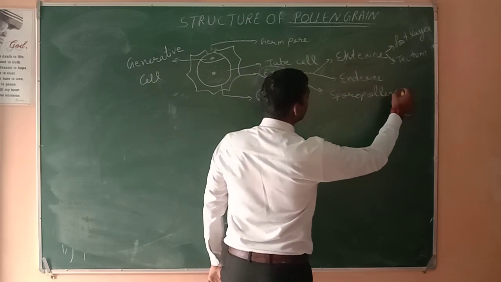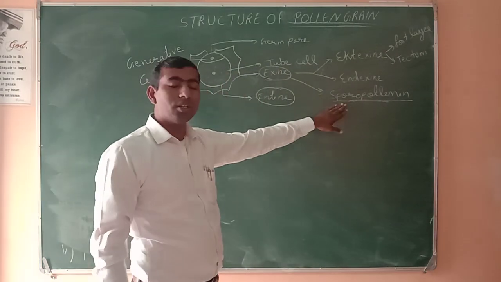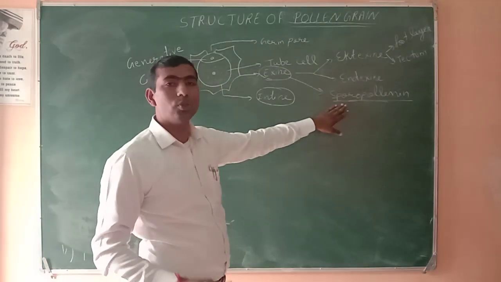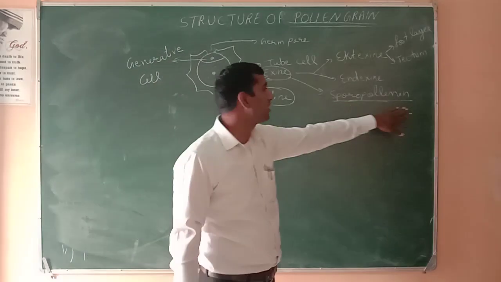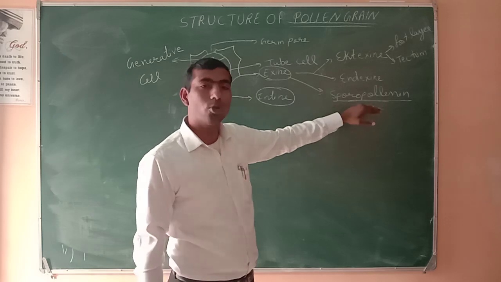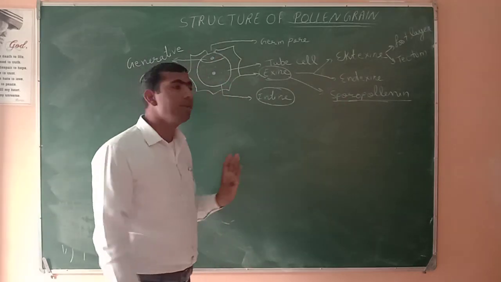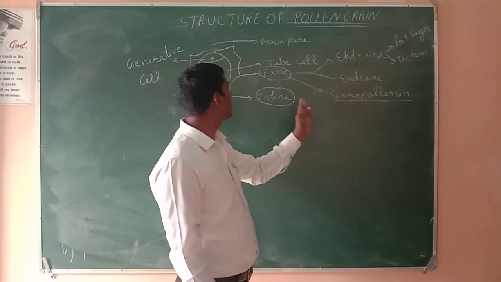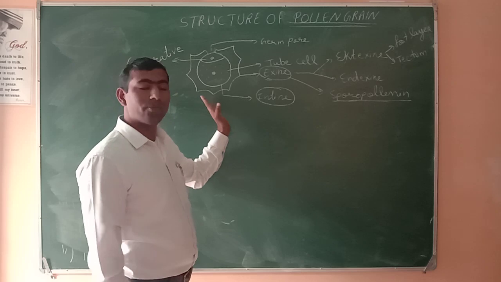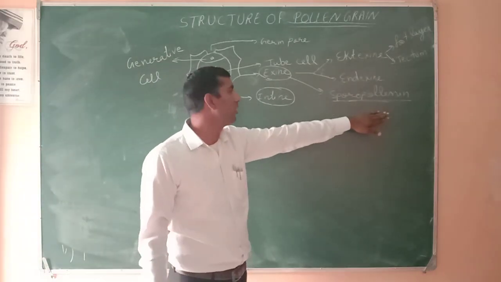Sporopollenin is a chemical substance which is resistant to enzymes, acids and bases. Due to the presence of sporopollenin, the pollen grains can be preserved for a long period of time, and they can be preserved as fossils. So it's very important to learn.